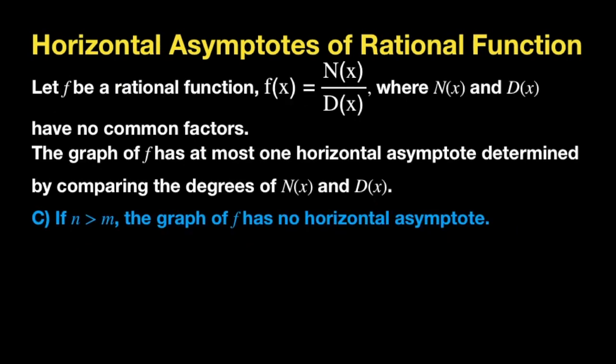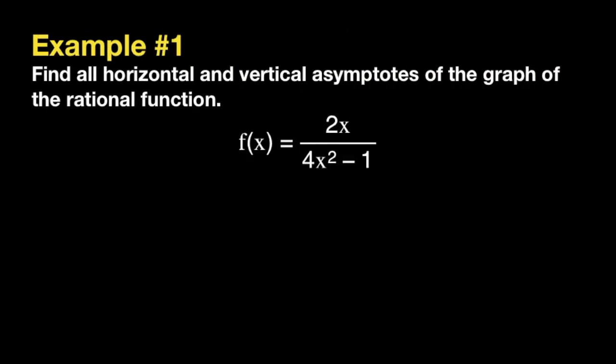The third case is if n is greater than m, then the graph of f has no horizontal asymptotes. So in this case, you're going to have to find the horizontal and vertical asymptotes of the graph of a rational function. So we're going to start by finding the horizontal asymptote.